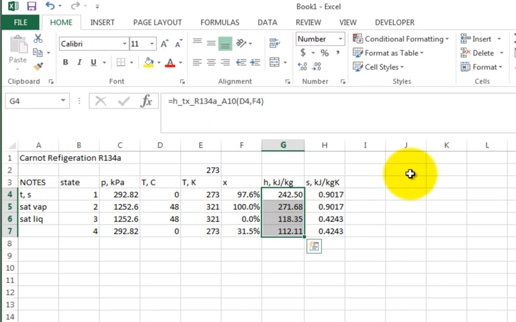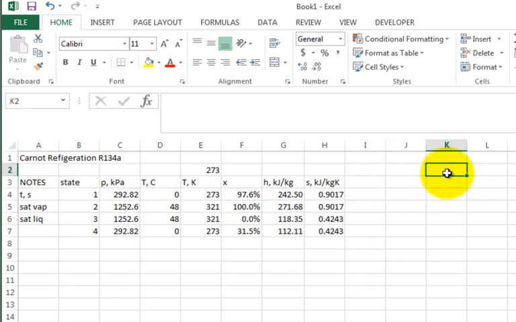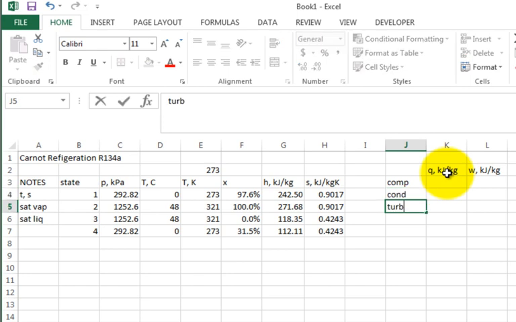Let's go ahead and make a table of our transfers. We're interested in Qs in kilojoules per kilogram. We're interested in the works in kilojoules per kilogram. And each component, which component do you want to start with? Compressor. Then we'll go to the condenser. Then we'll go to the turbine. Then we'll go to the evaporator. And then we'll have a little room for the sum.